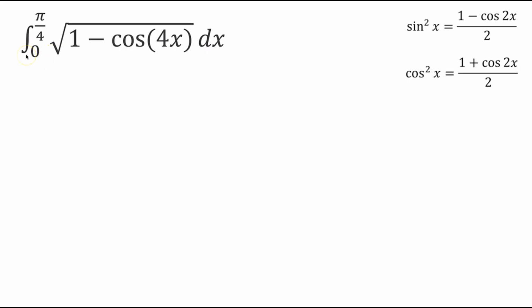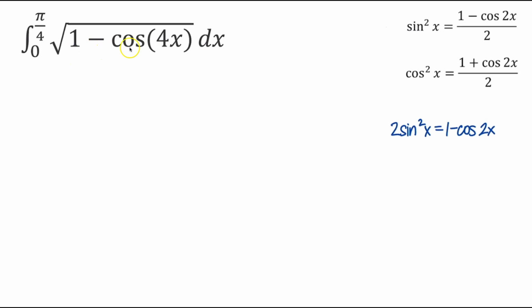So let's integrate from 0 to pi over 4 the square root of 1 minus cosine of 4x dx. We're going to use the power reducing identity in reverse, this time for sine squared x. So we can see we have 1 minus cosine of 4x. So let's go ahead and try to start with the fact that sine squared x is 1 minus cosine of 2x all over 2. So what I can do is multiply the 2 to the other side. So I know 2 sine squared x is equal to 1 minus cosine of 2x.